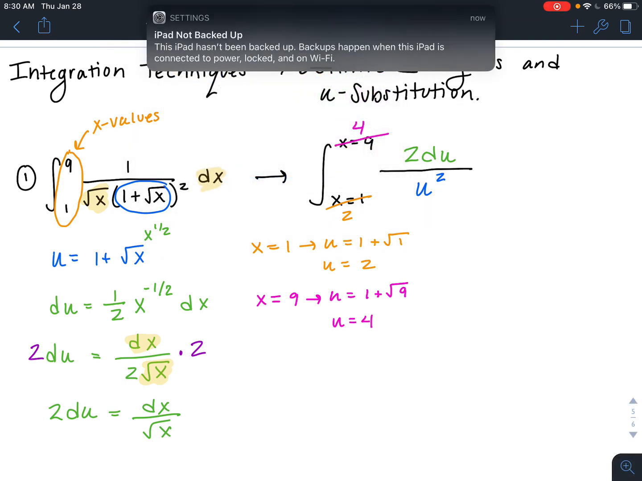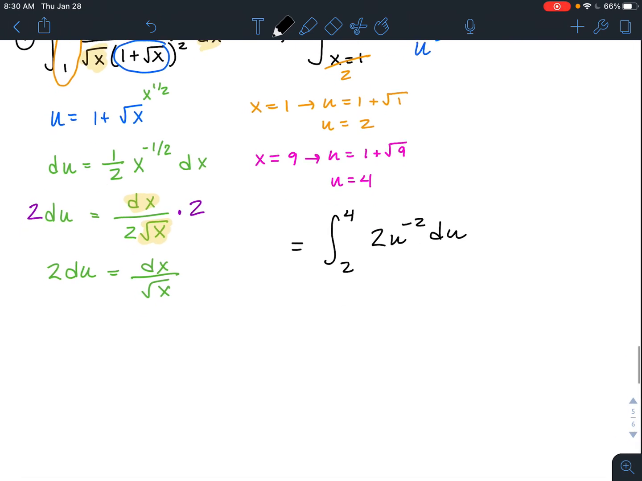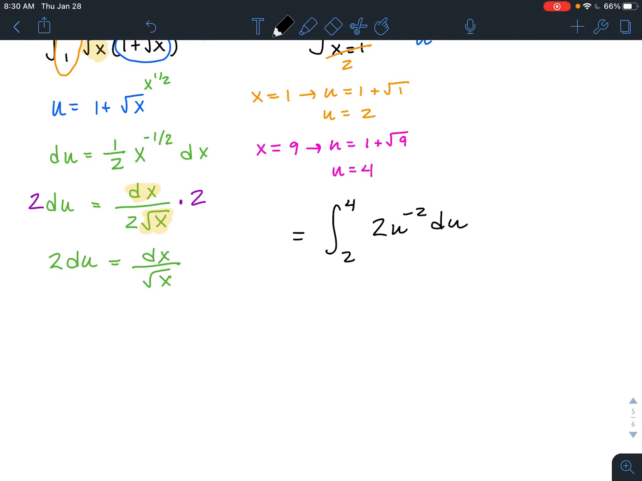So I could say that this integral is really just the integral from 2 to 4 of 2u to the negative 2 du, just rewriting it real fast. Because if I do that, I don't have to write the x equals on my limits of integration anymore, because everything's in terms of u, the same variable. And now I don't have to switch everything back to x's at the end. So if I do it this way, now I can just integrate.